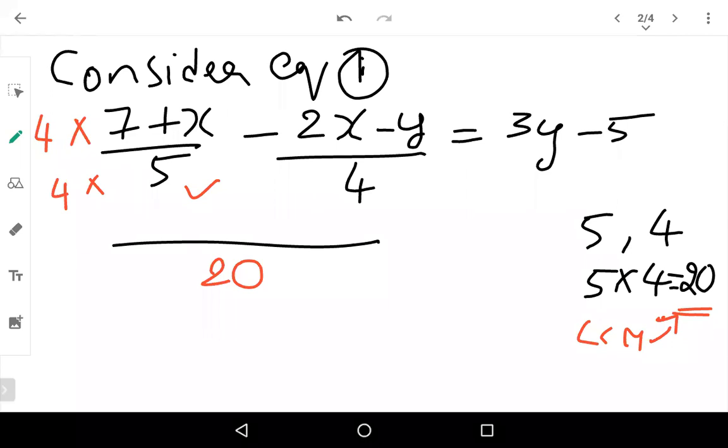Now, which number should I multiply for the second denominator? Can you all say which number should I multiply? I should get 20, because LCM for both is 20. So I'm going to multiply 5 here, which means I should also multiply 5 for the numerator. Correct? Okay, now let us multiply.